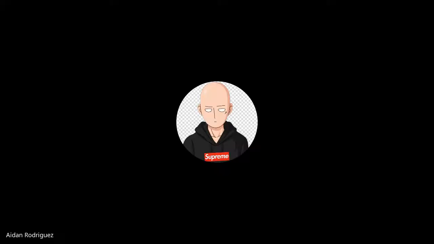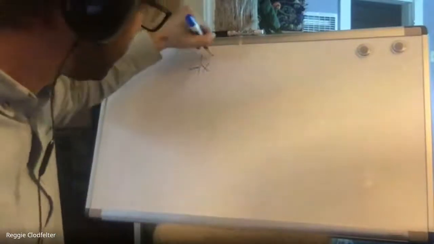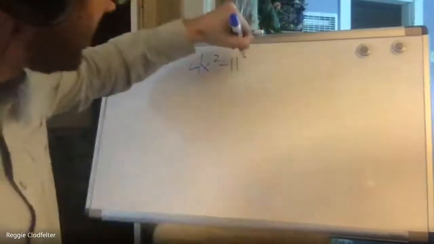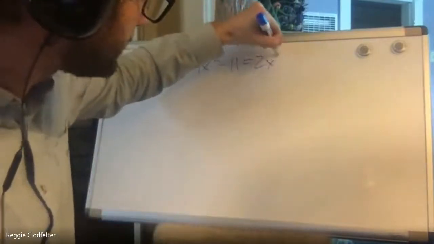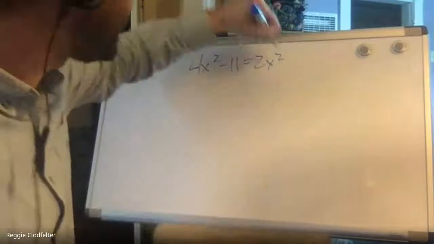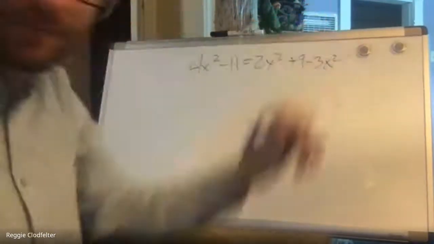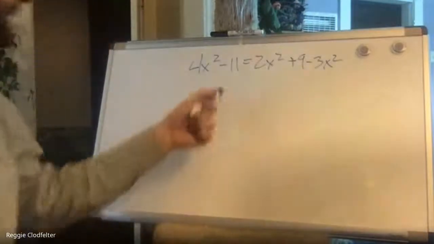So let me write this out. 4x squared minus 11 equals 2x squared plus 9 minus 3x squared. Correct? Can everyone see this?